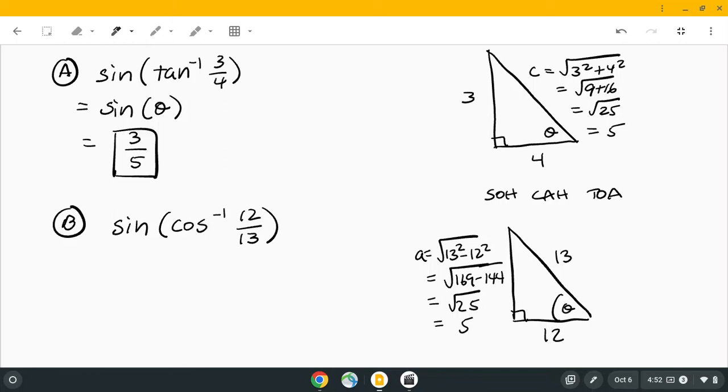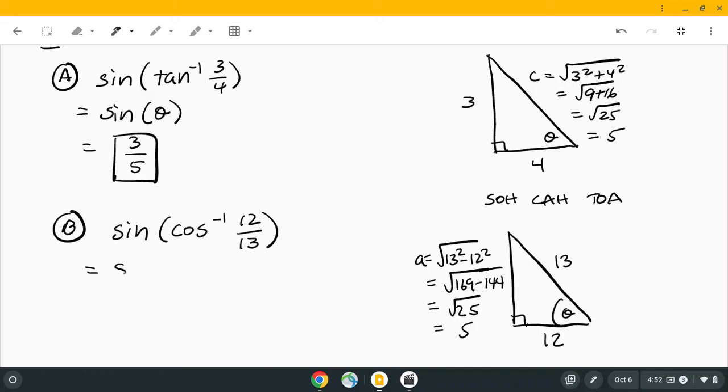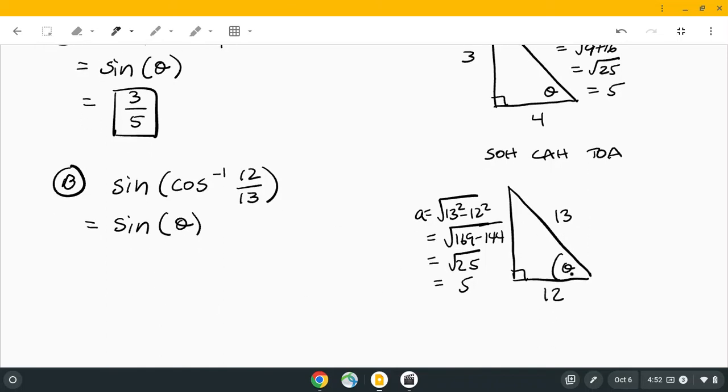Okay. All right. So again, this here is an angle such that the cosine is 12 over 13. That angle is theta. Okay, so let me just write that down. So that angle is theta. And sine of theta is SOHCAHTOA, so opposite over hypotenuse. So that's going to be opposite 5 over hypotenuse 13. Okay, so that's how you get that.